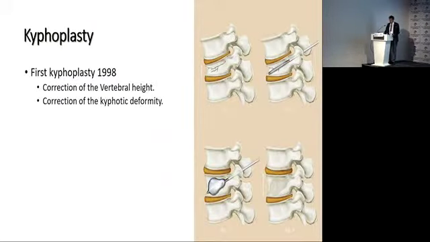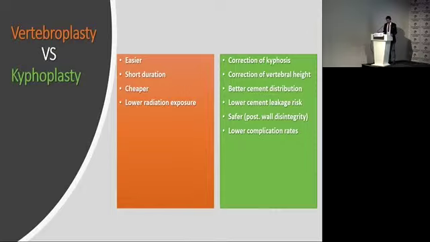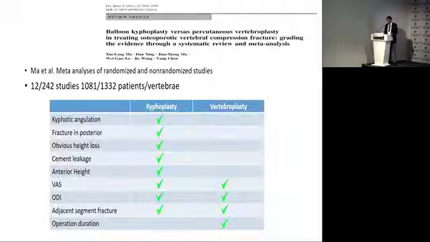Let's look briefly at kyphoplasty too. The first kyphoplasty was made in 1998, and it gives the opportunity to correct the vertebral height or the kyphotic deformity. When we compare vertebroplasty and kyphoplasty, vertebroplasty is easier, a shorter surgery, cheaper, and has lower radiation exposure, but kyphoplasty has a lot of advantages, like correction of kyphosis or vertebral height, better cement distribution, lower cement leakage risk, and safer, lower complication rates. Let's look at some studies.